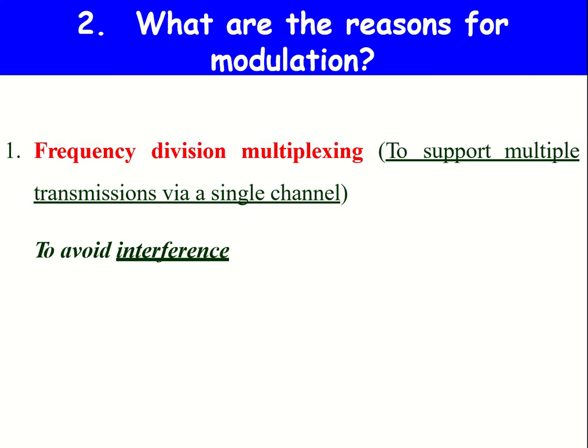Advantages: what are the reasons for doing modulation? You know this very well. One new thing we are going to learn is that one advantage is frequency division multiplexing, FDM. This technique is widely used in the 5G system, and not only in 5G. A lot of communication applications are based on frequency division multiplexing. Basically this supports multiple transmissions via a single channel.